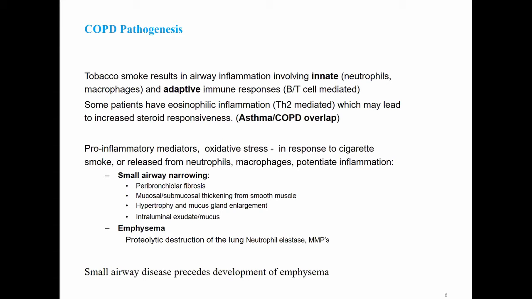And patients with this asthma COPD overlap will have a higher rate of readmission than patients with COPD alone. The consequence of the inflammation is elaboration of pro-inflammatory cytokines and oxidative stress. As a consequence, you have two main pathological end results: small airway narrowing, which precedes emphysema. In the small airway narrowing, you'll see peribronchial fibrosis, thickening of the submucosa, mucus cell hyperplasia and hypertrophy, and you'll see mucus in the airways. And again, emphysema, this destruction of the alveoli from unopposed action of neutrophil elastase and matrix metalloproteinases.